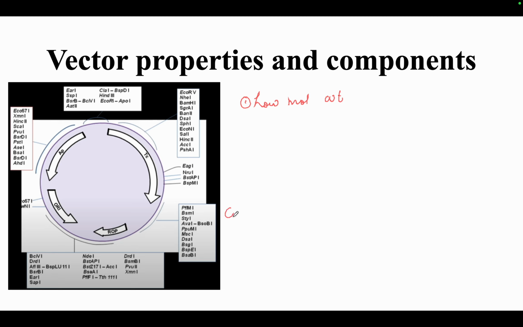So what are the different components of a vector? These are general components. We have an origin. As you can see, this is the origin, origin 1. Then we have different selection markers. Selection markers here are ampicillin and tetracycline. Okay, this is PBR 322.